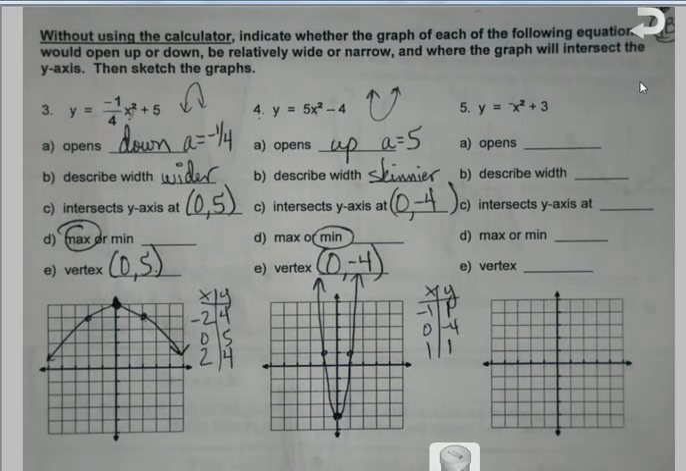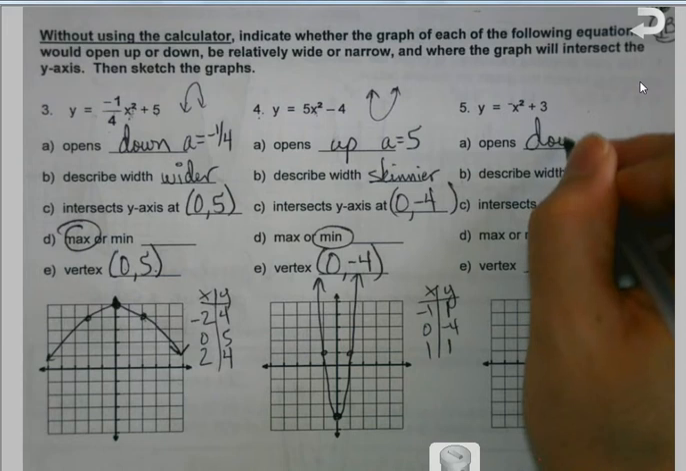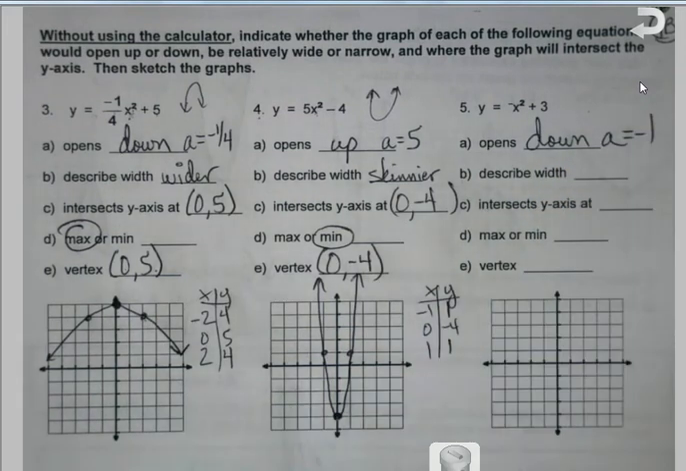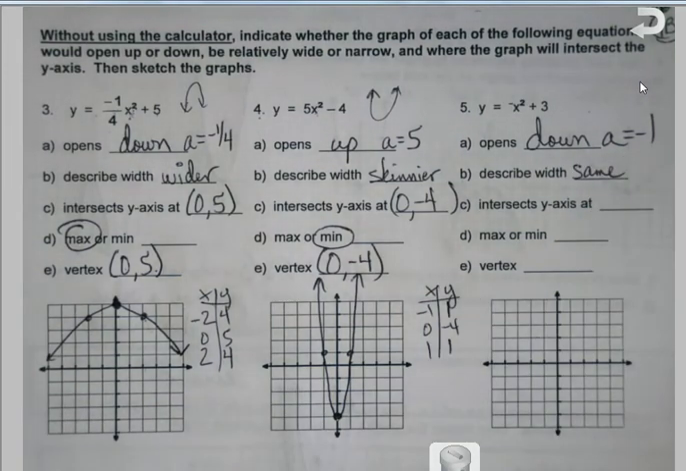All right, a couple last ones here. Take a look at 5. All right, I'm just going to roll the questions. Open up or down? Down. Because my A value would be -1 on this one. What about my width? Yeah, it doesn't do anything. It's basically what the base is going to be. So I guess we'll just call it the same as the base. Unless you have some sort of a coefficient besides negative or positive 1, it doesn't do much.